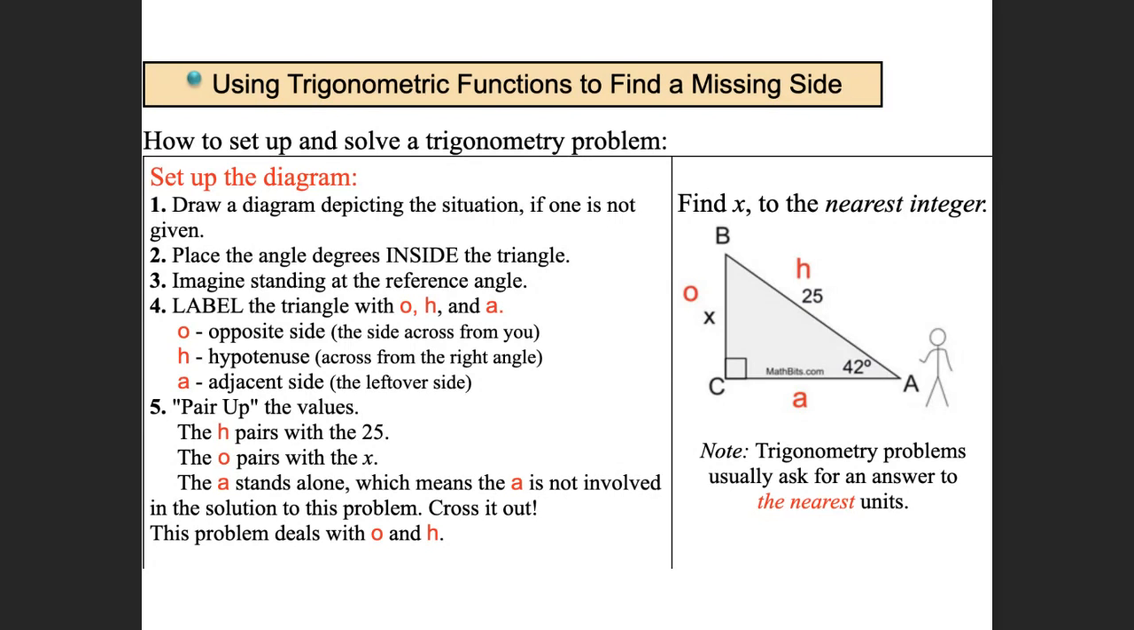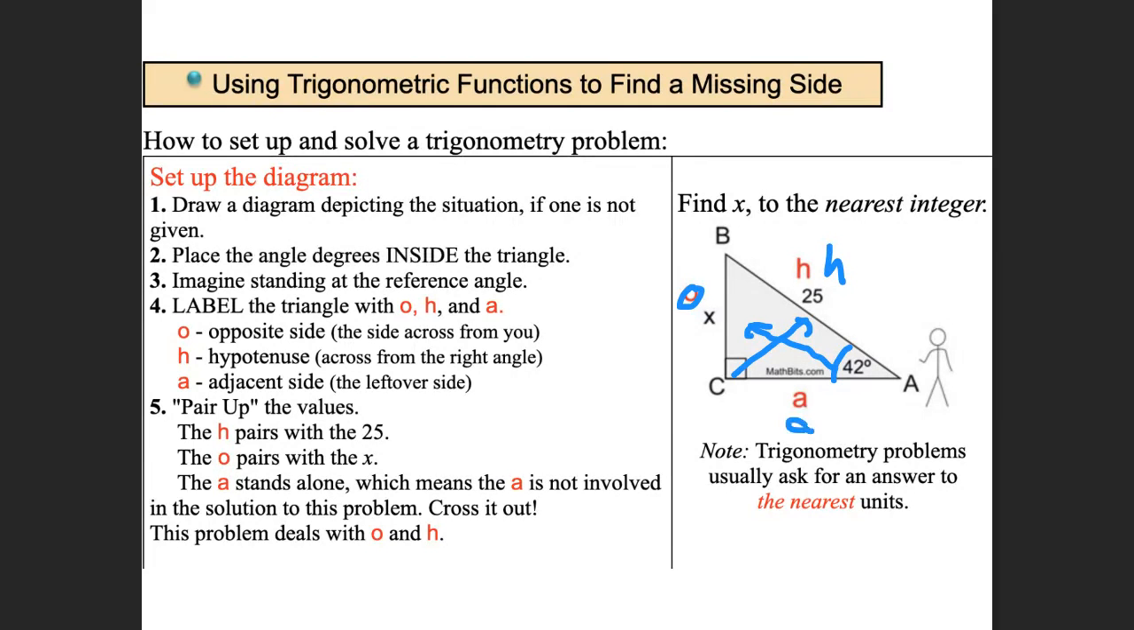First thing we want to do is always figure out which angle we're looking at. So in this problem, it gives me the angle of 42 degrees. So that's the one I look at. I always draw an arrow that points to the opposite side. Hypotenuse is always opposite the 90-degree angle. And then the one that's left over is called the adjacent side.